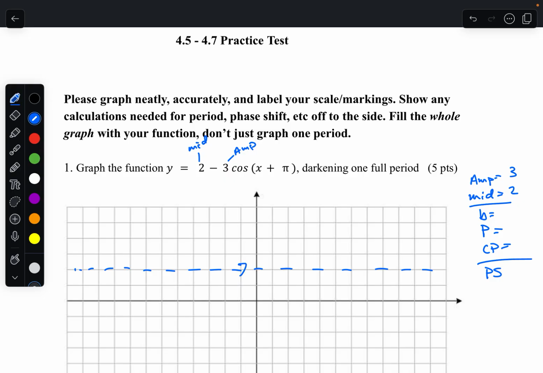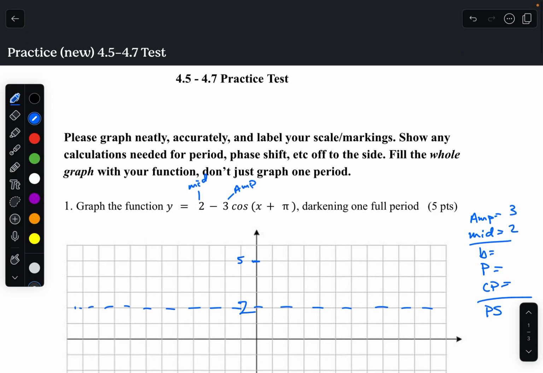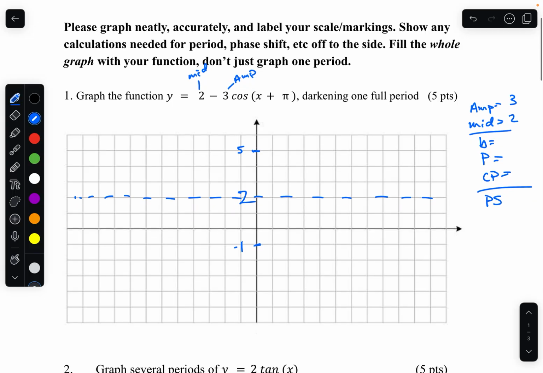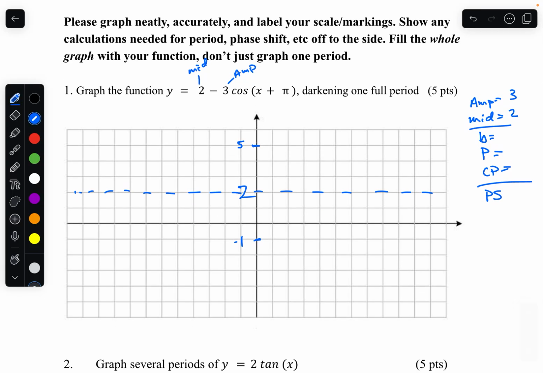So I'm going to put a midline at 2. That means I will go up 3 then, the amplitude up 3. So this will be at 5. And I will go down 3, 1, 2, 3, -1. Sorry about that. So that's the max and min for this problem.